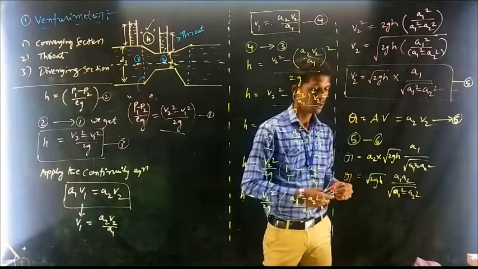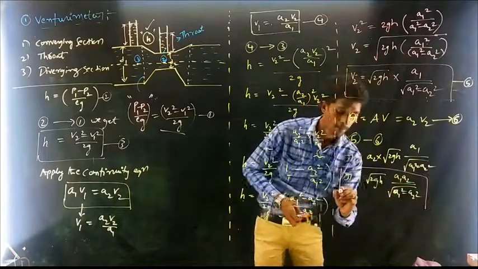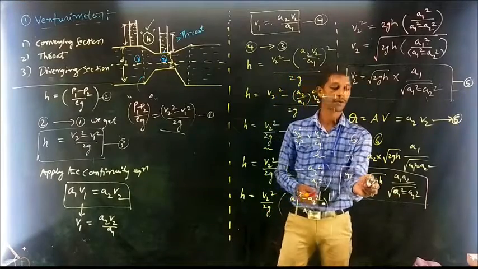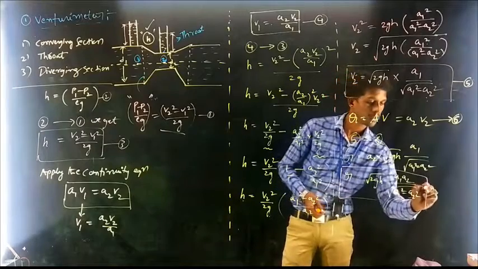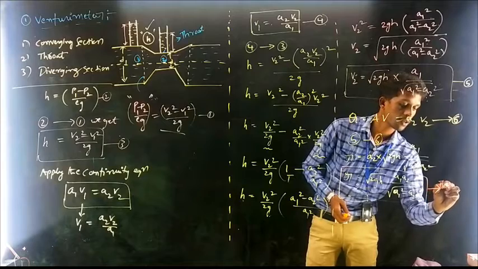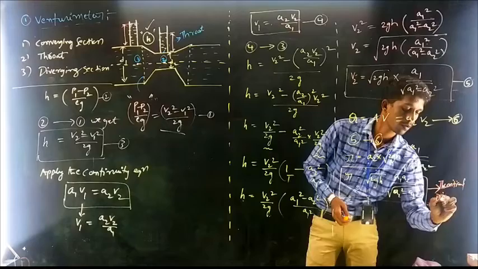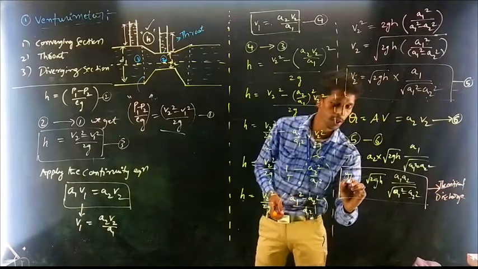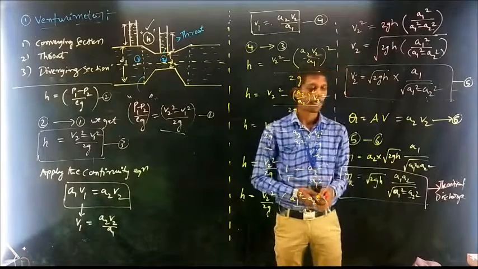So this is the equation we need to find out the rate of flow. Q is equal to square root of 2GH into A1 A2 by square root of A1 square minus A2 square. This is called the theoretical discharge, so it is called Q theoretical, without any losses in the venturimeter.